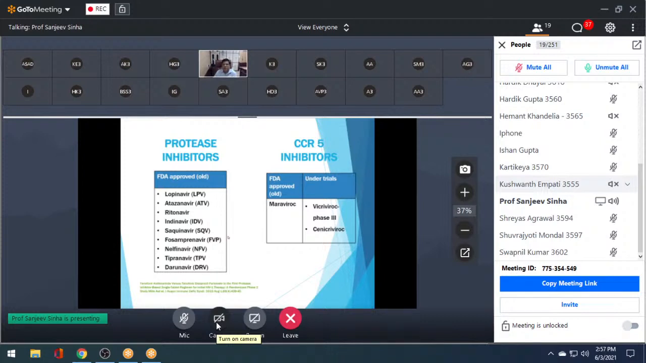And similarly, we have CCR5 inhibitors, which are another class of drug. In India we have maraviroc, which is available in our country, and we use it in patients who have multidrug resistance. We have some more drugs under trials, and they may be available in the near future.